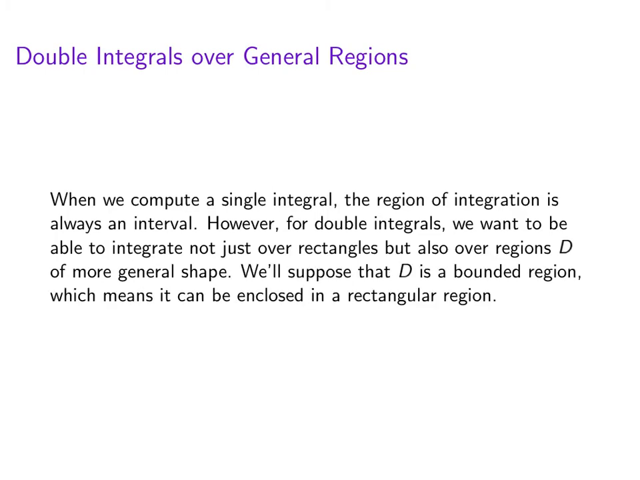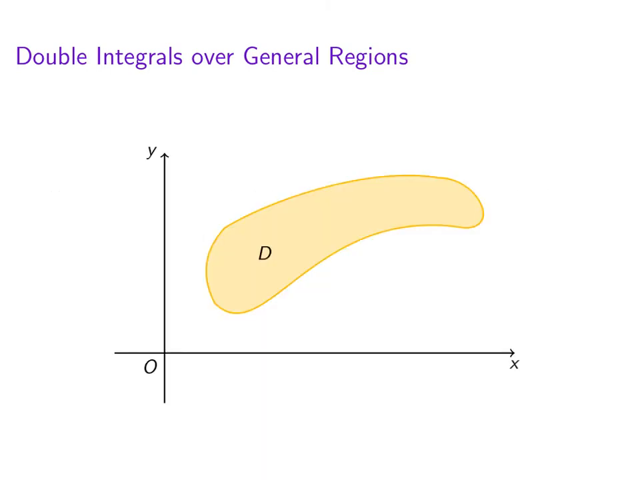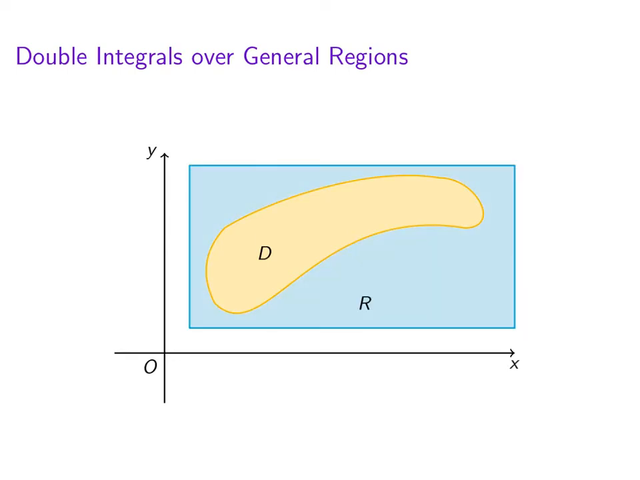Let's suppose that D, our region of integration, is a bounded region, and all that means is that we can enclose it inside some rectangle. Here's a picture that illustrates the situation. I'd like to be able to integrate over this region, D. It's a bounded region, so it fits inside some rectangle.